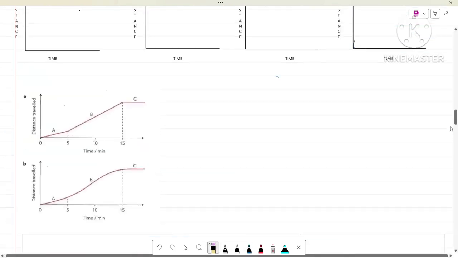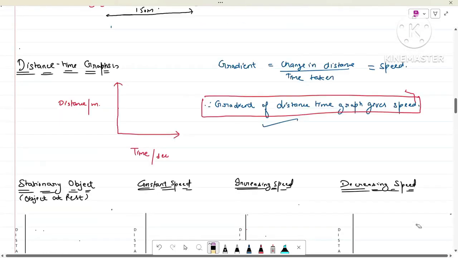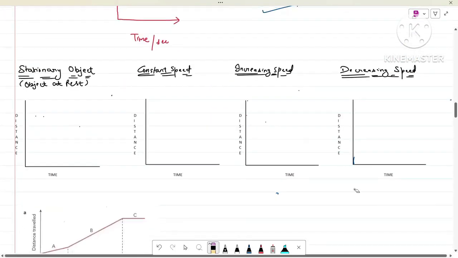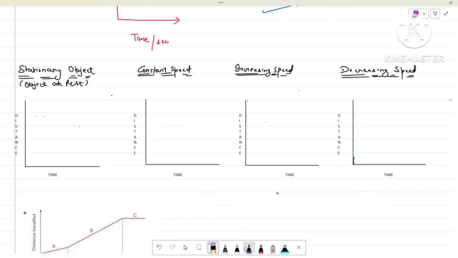Now we will discuss different types of distance time graphs. First, when the object is stationary: this means the object is not changing its distance with respect to time, so the graph will be parallel to the time axis. Second, the object is moving at constant speed. Speed is given by the gradient of the distance time graph, and constant speed means constant gradient. Gradient is not changing, so it will be a straight line. It can be a straight line passing through the origin if we consider initial distance as 0. It can be this also.